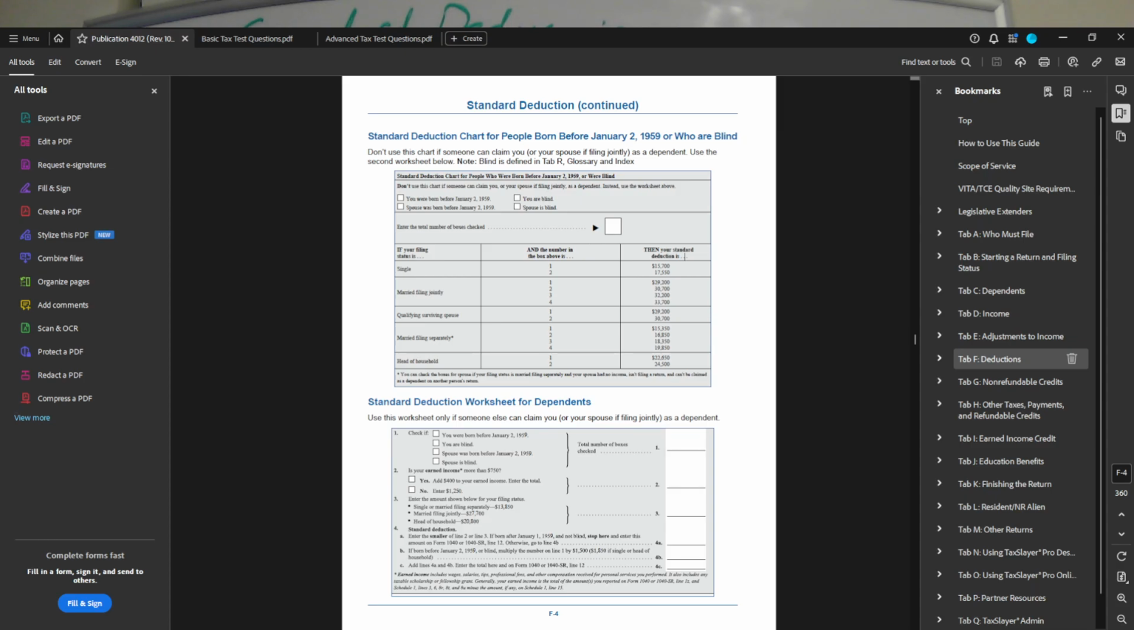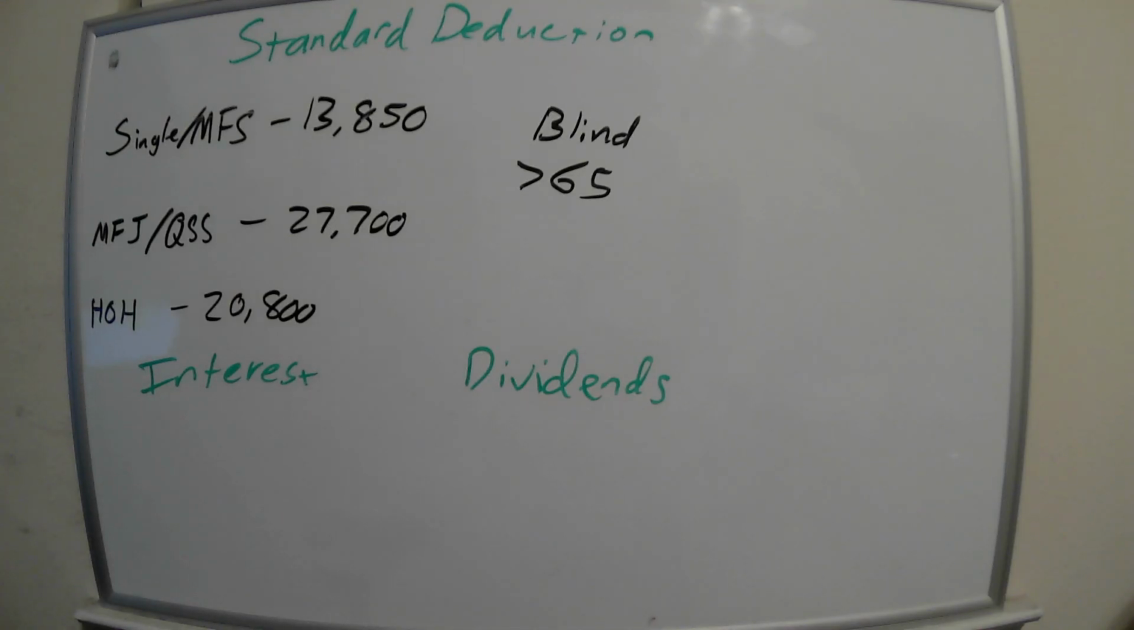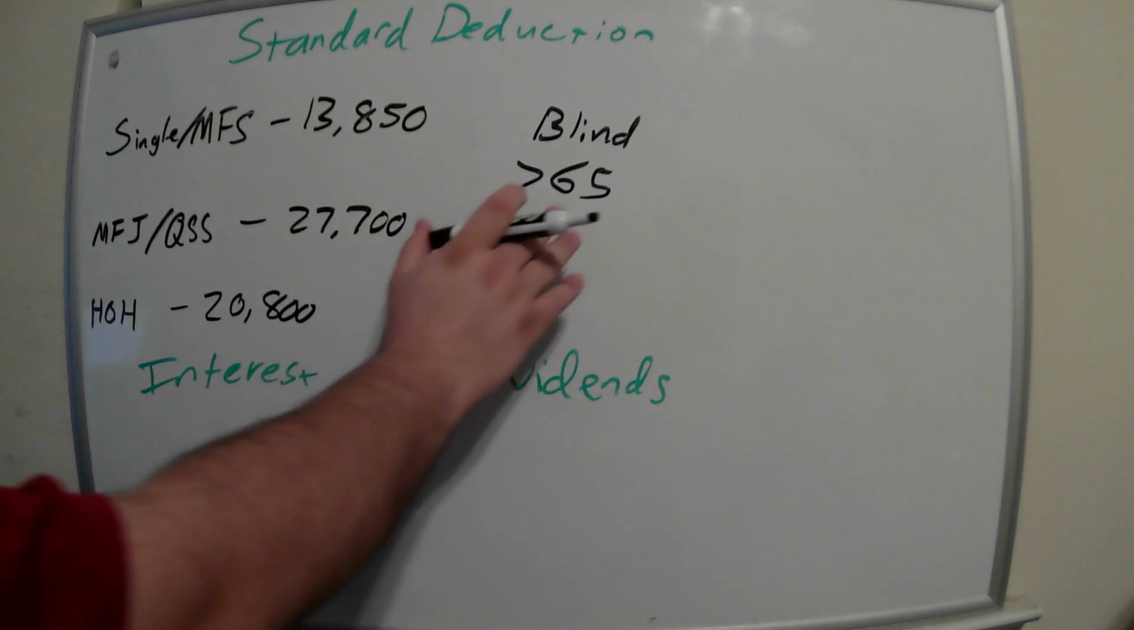Okay, going back over to here. That's the gist of standard deduction. Advanced testers, you will have more on this in the advanced video on itemized deductions. As far as the basic return, the basic tax exam, all you have to know is how to find the answer of how much their standard deduction is, and especially whether they are blind or not.